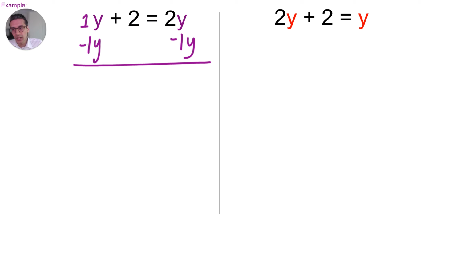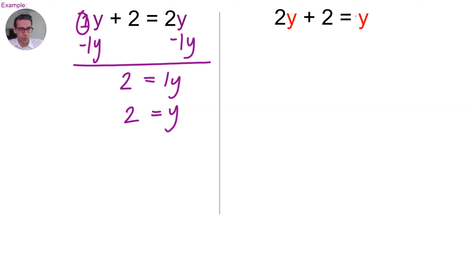And this is going to be, that cancels out, so the 2 comes down, the equal sign always comes down, and 2y take away 1y is just 1y. Or in other words, y is equal to 2. The 1 is invisible, we don't normally write it, but in this case I've just made a point of writing the 1 in front.